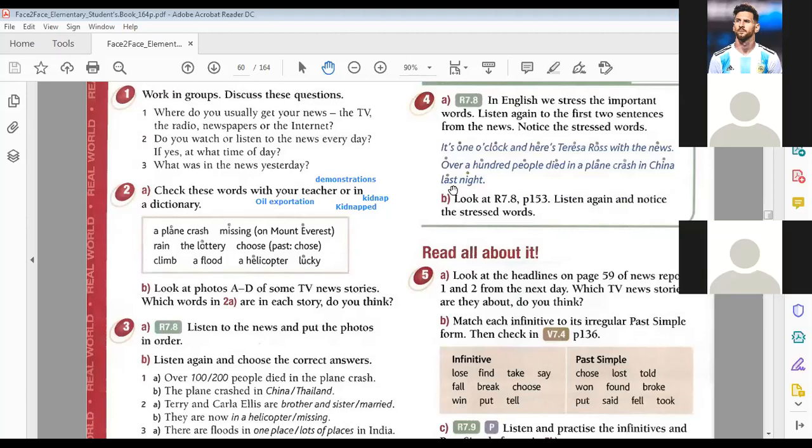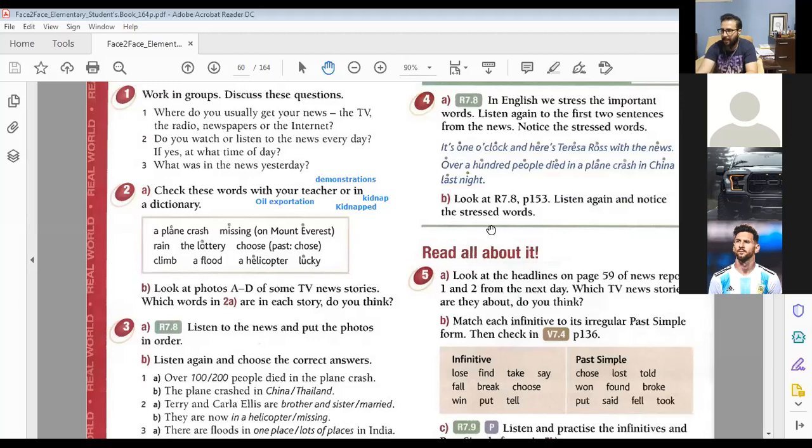I'm fine, thanks. Okay. So, choose, I think you know what the meaning of choose is. Does everybody know what choose means? Yes, correct. And the past is chose. What's the difference between these two words? What's the difference?